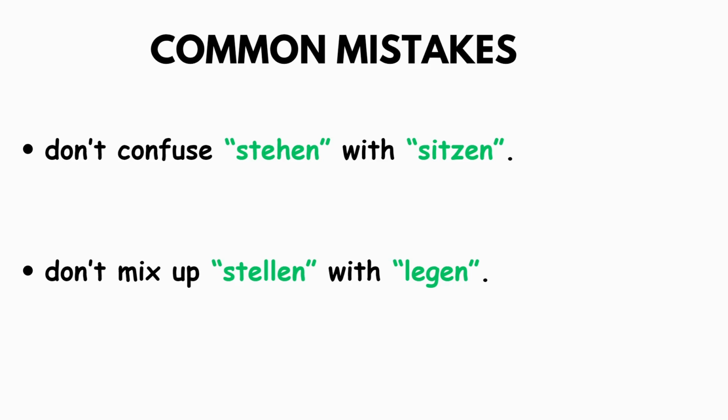The common mistakes that we generally make while using these verbs: first, we get confused with stehen and sitzen. So stehen and sitzen are both completely different verbs. Stehen means to stand, whereas sitzen means to sit. And we often get mixed up while using stellen and legen. Stellen means when you are placing an object in a standing position, whereas legen is used when you are placing the object down.